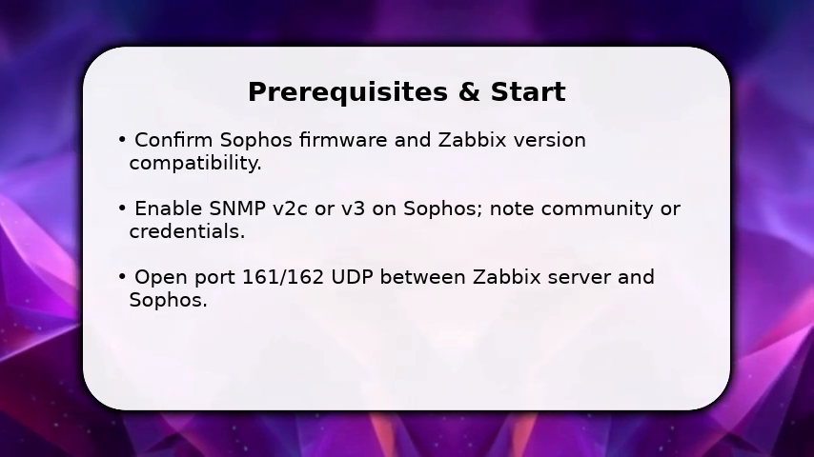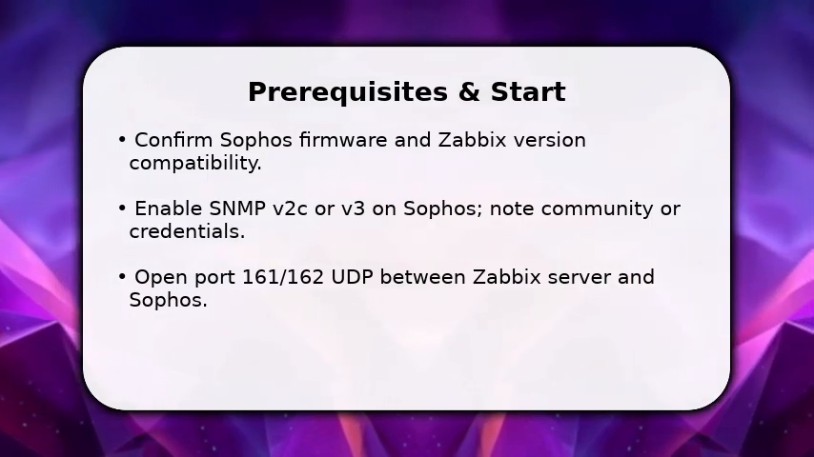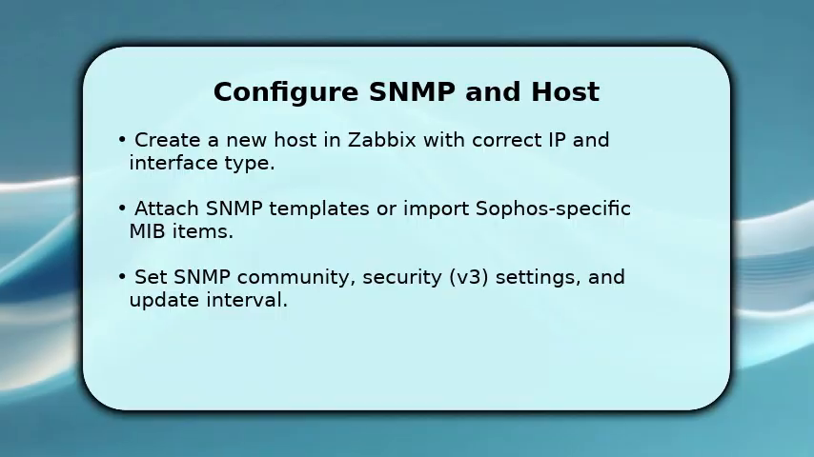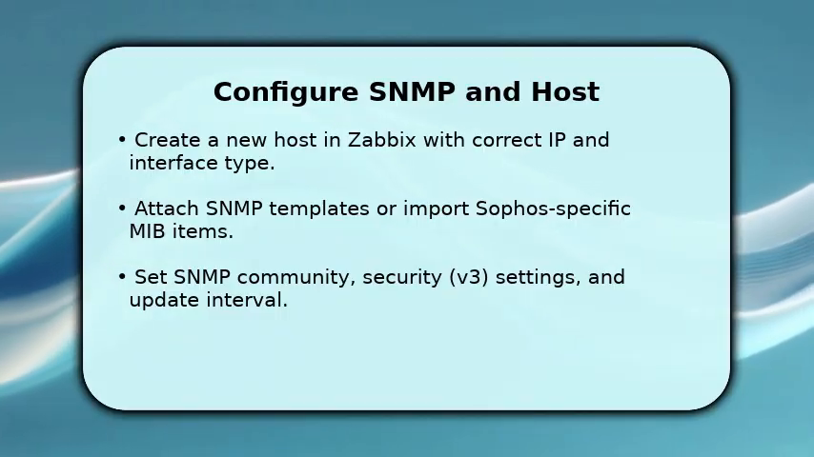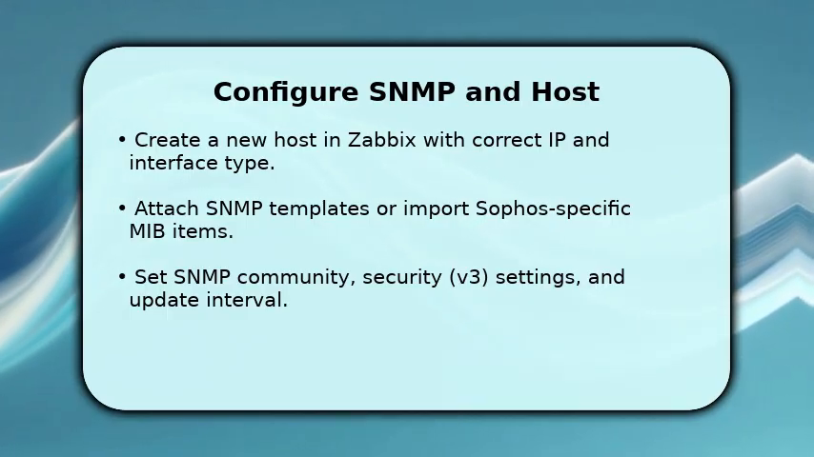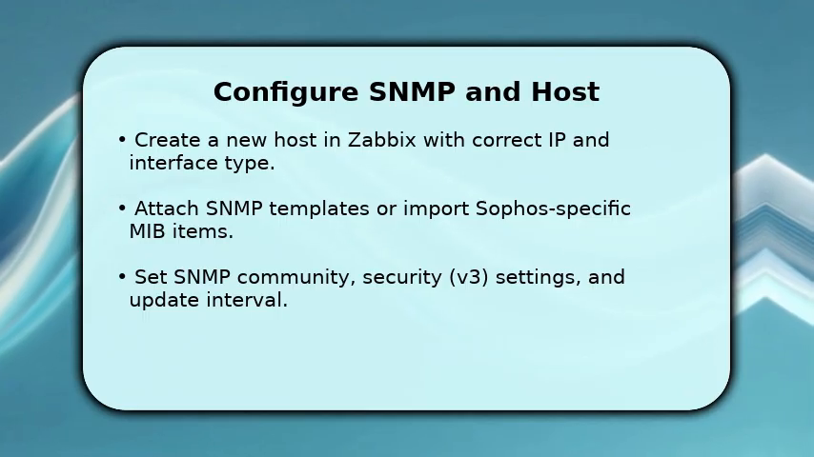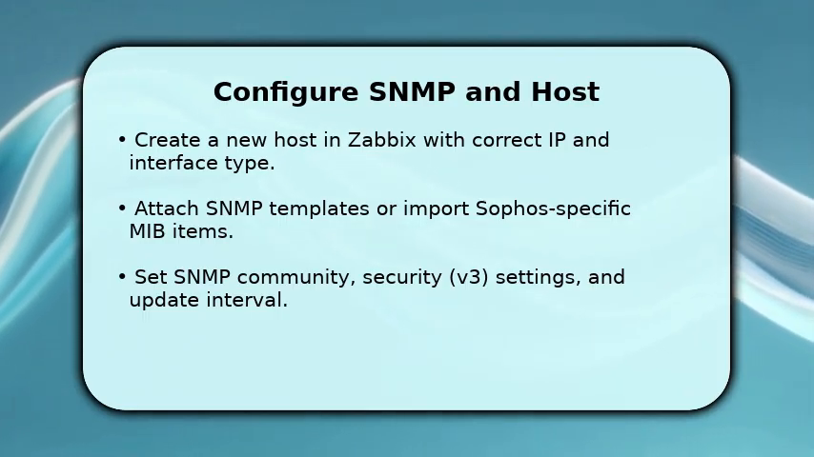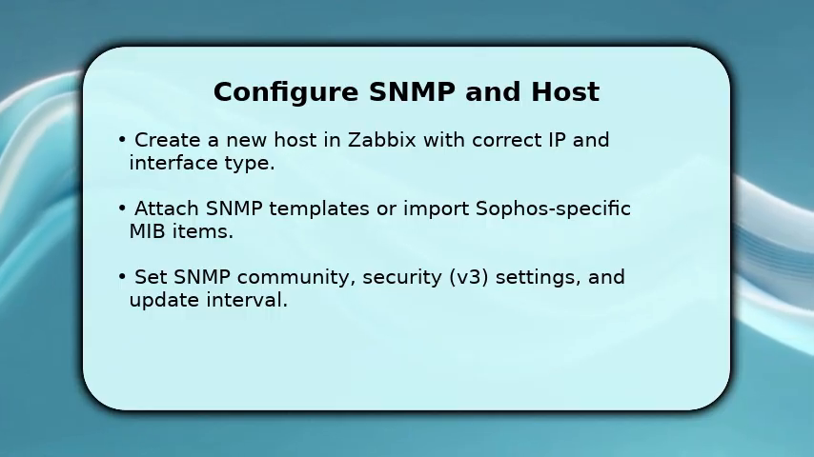You now configure the host in Zabbix. Add the firewall IP and choose SNMP interface. This tells Zabbix how to poll the device. Import or link a Sophos SNMP template to gather interfaces, CPU, memory, and VPN metrics. Templates map OIDs to items automatically.